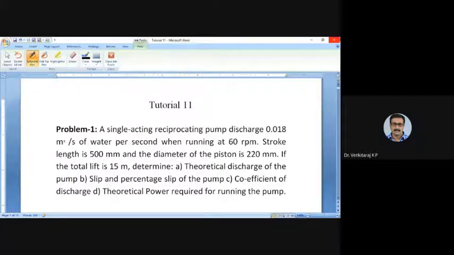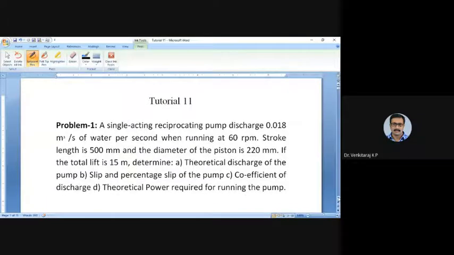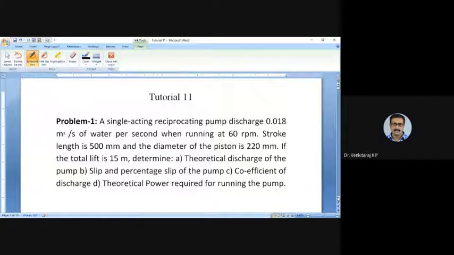So you have a single acting reciprocating pump with the discharge value as 0.018 meter cube per second. Then the speed of rotation of the pump is specified. Cylinder bore diameter and the stroke length are also given. Total lift of the pump is 15 meter.